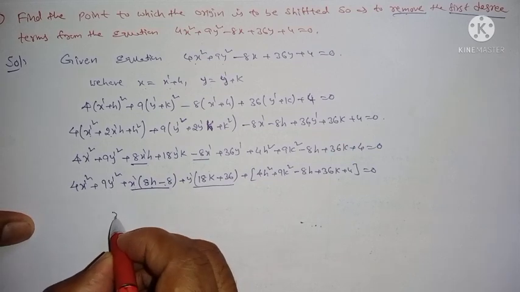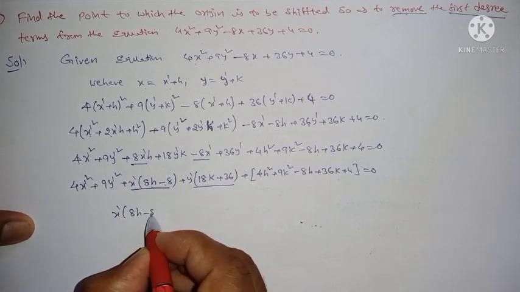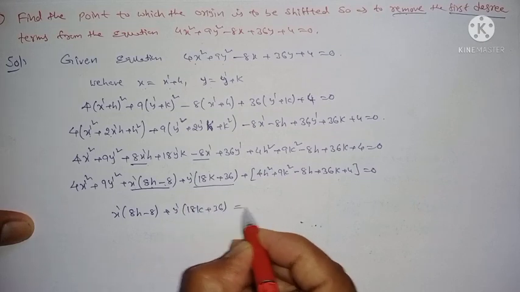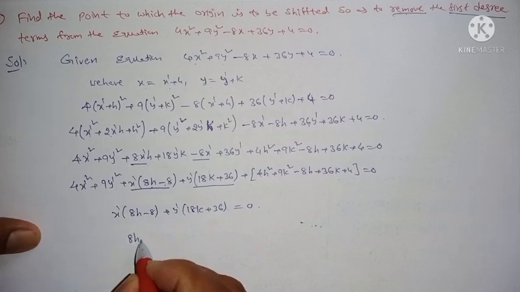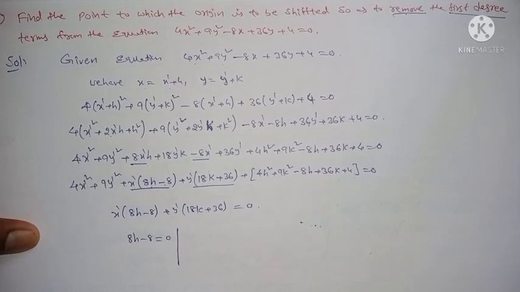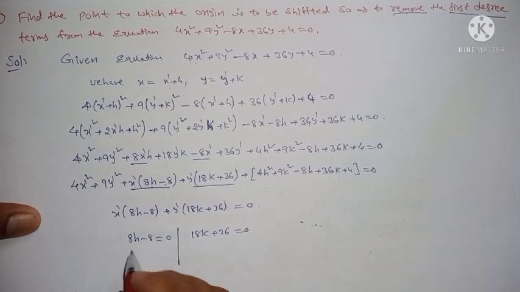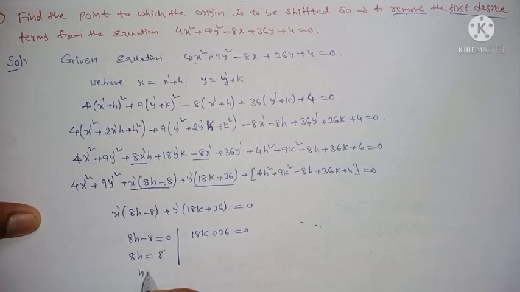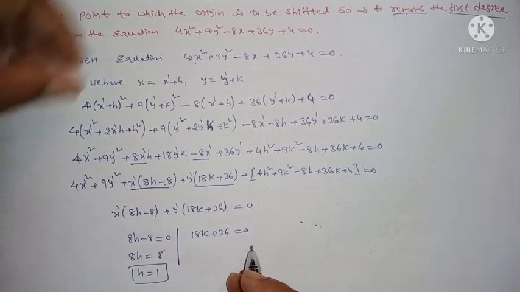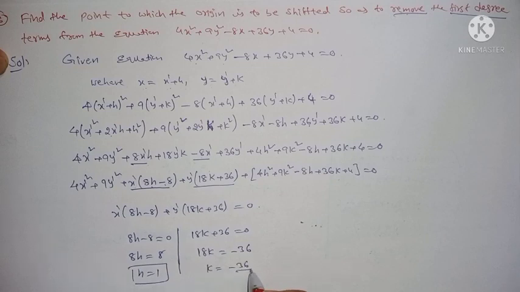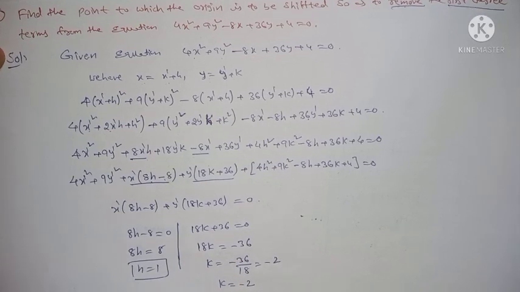Therefore, I can write here x dash of 8h minus 8 plus y dash of 18k plus 36 is equal to 0, or 8h minus 8 is equal to 0, removing these two terms, and 18k plus 36 is equal to 0. Therefore, 8h is equal to 8, h is equal to 1. You got here h is equal to 1. And 18k is equal to minus 36, and k is equal to minus 36 by 18, or you can write here k is equal to minus 2.